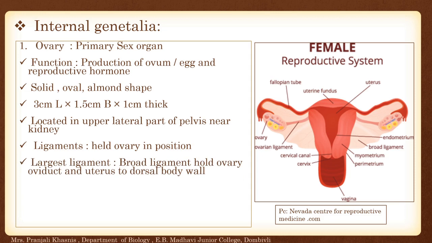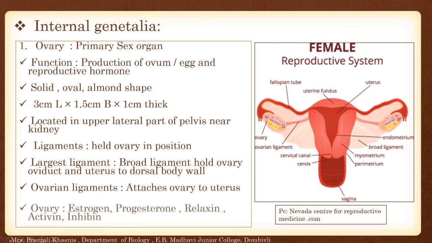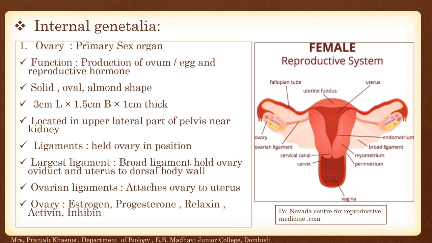So the largest ligament, if you observe here, is the broad ligament. You can see the broad ligament holds the ovary, oviduct and uterus to the dorsal body wall. Ovarian ligaments attach the ovary to the uterus. Ovary produces or secretes estrogen, progesterone, relaxin, activin, and inhibin hormones.